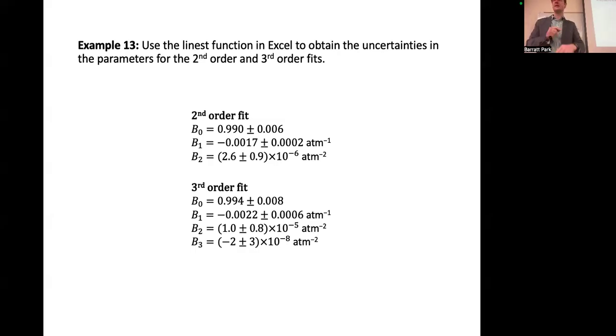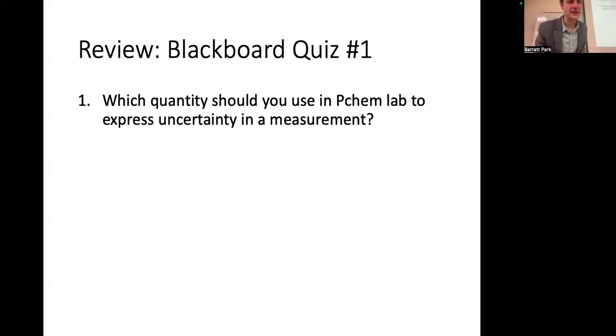Okay, any questions about that? Okay, so that takes us to today's Blackboard quiz. Before I do the Blackboard quiz, I'll just review the first Blackboard quiz. What were the answers? So which quantity should you use in PChem lab to express uncertainty in a measurement? Right, not standard deviation, but 95% confidence interval, right?